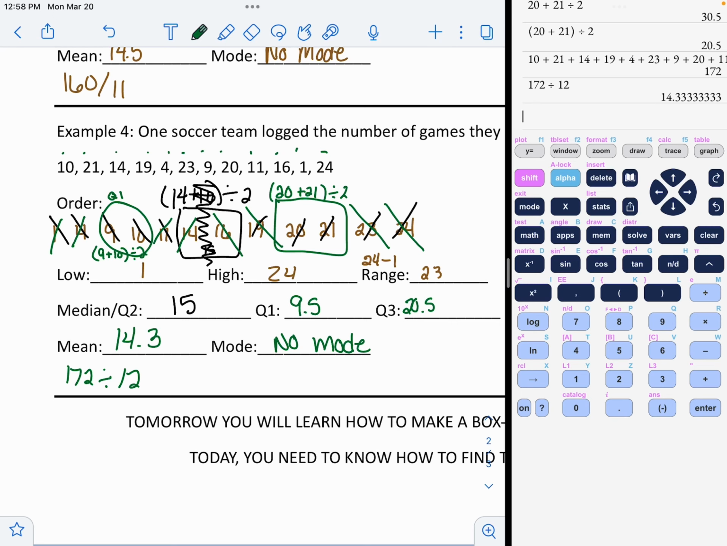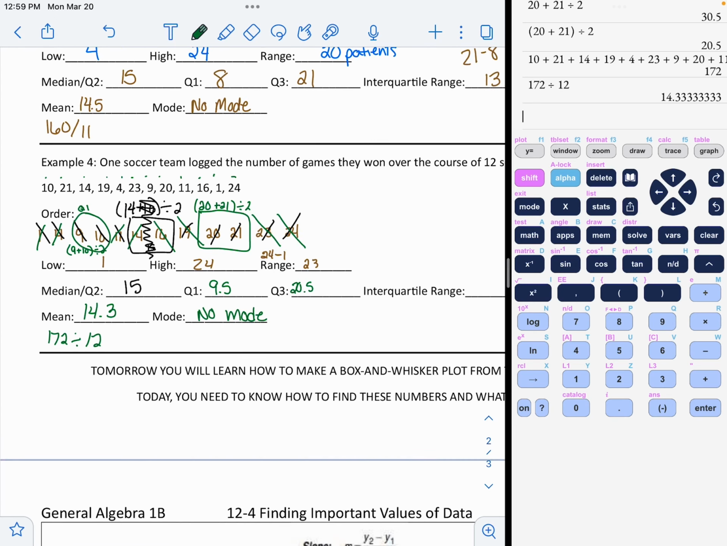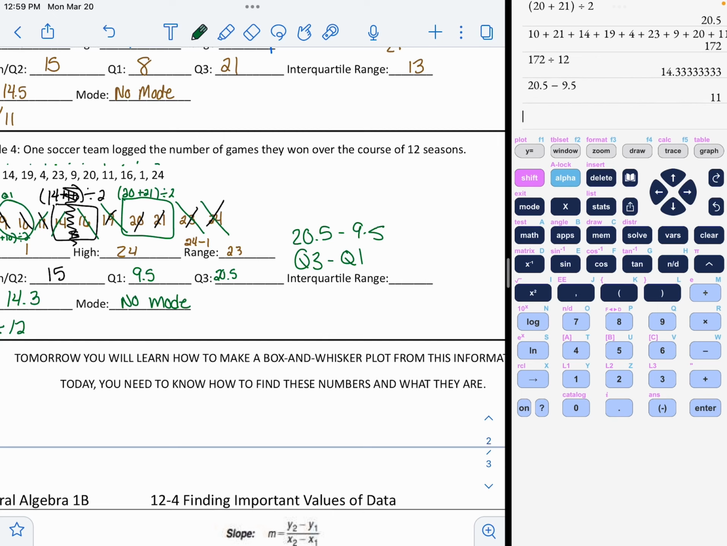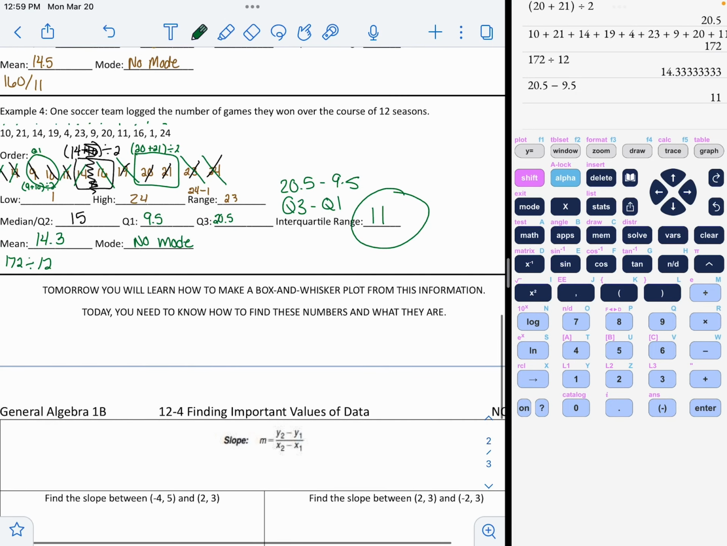So today, your goal is if you were able to find the low, and you're able to find the high and the range. And I didn't do the interquartile range. Oh, no. Take Q3 and subtract Q1. I'm sorry, 20.59. Very much of a squirrel moment right there, wasn't it? Okay, so the middle 50% was a spread of 11.